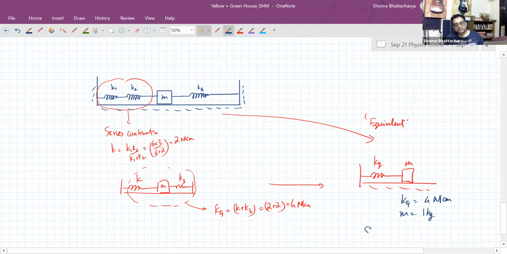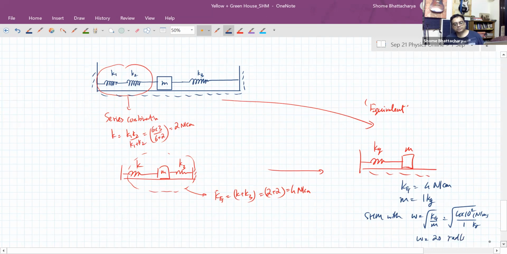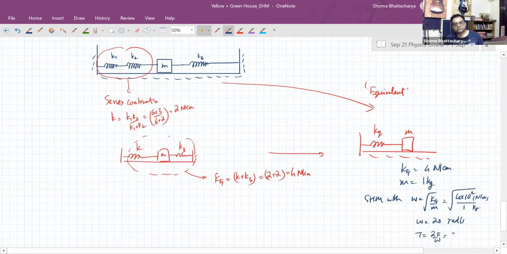So this is doing SHM with omega equal to square root of this. So the omega for this system is 20 radians per second. So the time period is approximately this much.